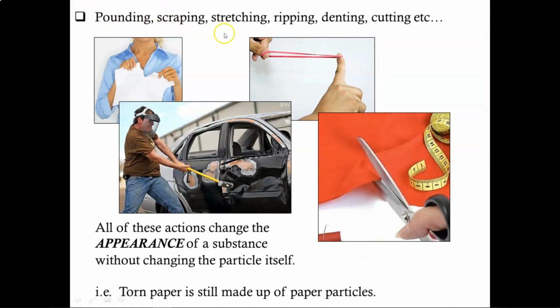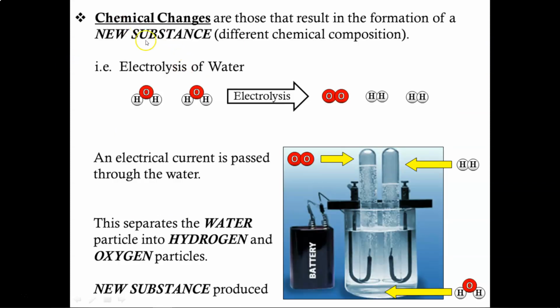Pounding, scraping, stretching, ripping, denting, cutting. These all change the appearance of a substance, but they do not change the particle itself. So when I tear up a piece of paper, it's still paper particles. It's still paper molecules. I didn't break up those chemical bonds. I didn't make something new. Because that would be a chemical change, where a new substance with a different chemical composition is created.